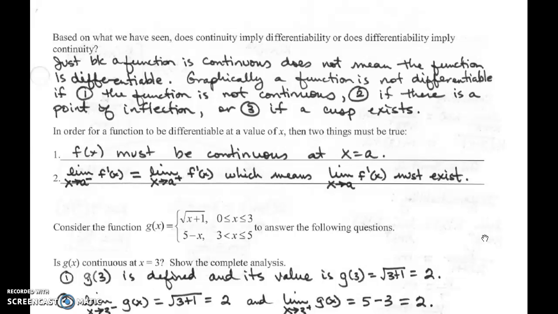All right. So in order for a function to be differentiable, first of all, the function must be continuous. That's a given. The limit as x approaches a on the left side of that function's derivative must equal the limit as x approaches a on the right side of the function's derivative, which means that the limit as x approaches a of that function's derivative must exist, which is going to bring me to what I perceive to be some fun problems.